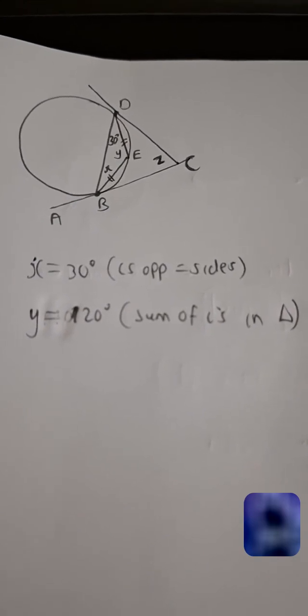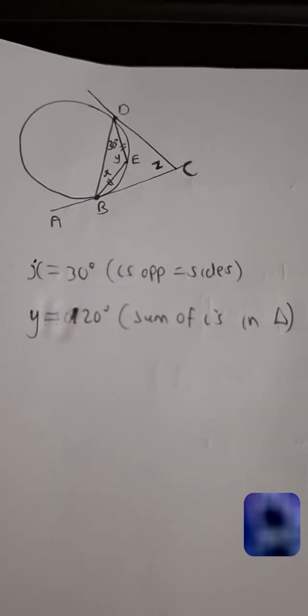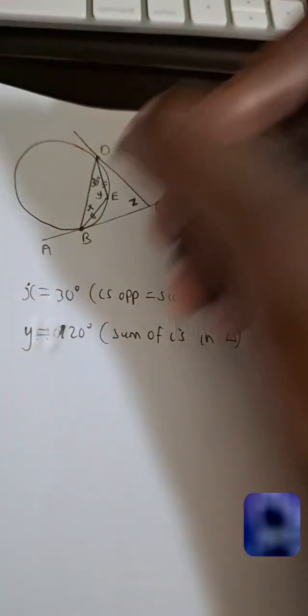So we have the whole triangle, right? Yes, we have the whole triangle. So now we have that 30 there. We have the 120 degrees.